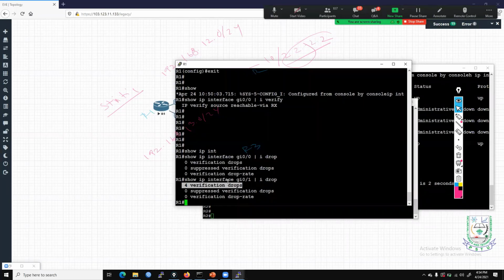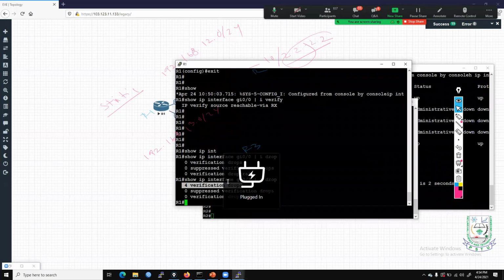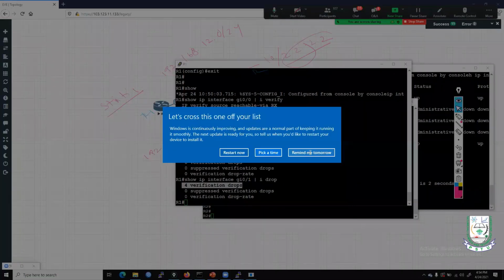Another mode we can find in URPF, or we can change the mode, is loose mode. What is the loose mode? In strict mode, we have to match two criteria, right? But in loose mode, we have to match only one criterion, that is the matching entry of the source IP address in the routing table.